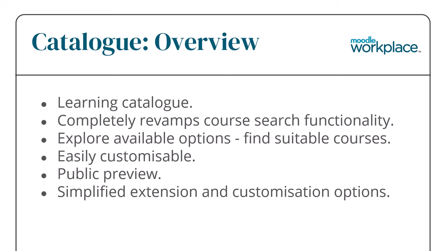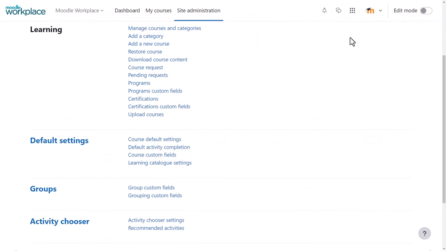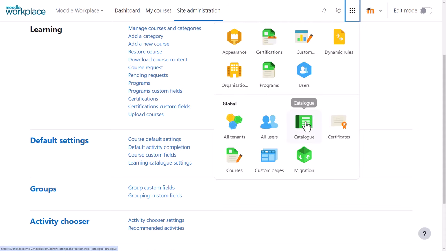Developers benefit from simplified extension and customization options for creating bespoke layouts. The catalogue is disabled by default. Administrators can enable it from Site Administration, Learning, Default Settings, Learning Catalogue Settings, or from the Workplace Launcher by clicking the catalogue icon.